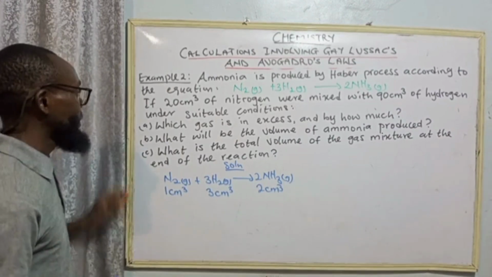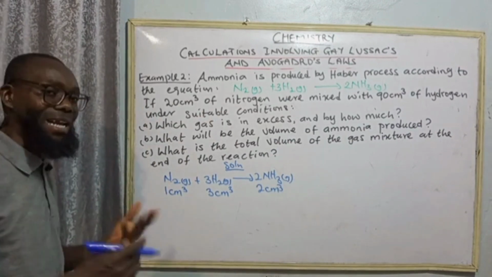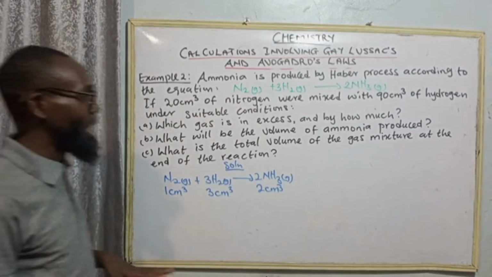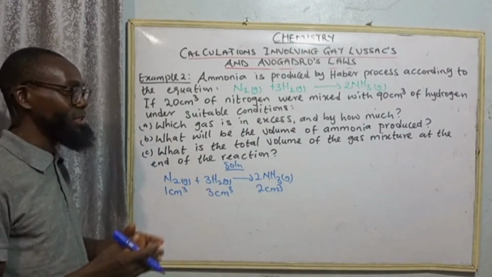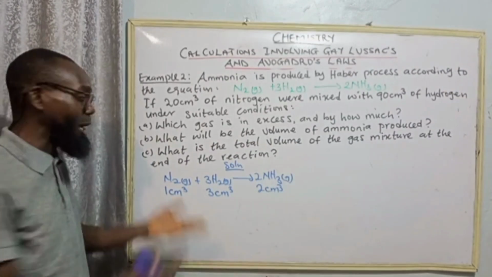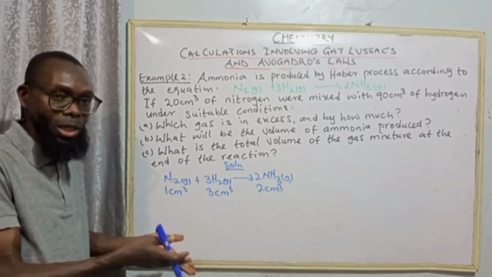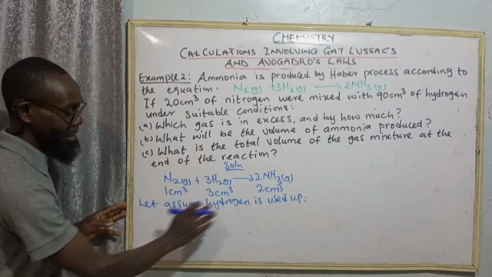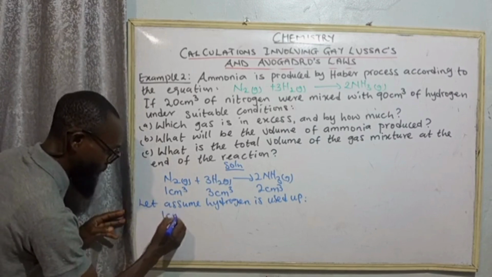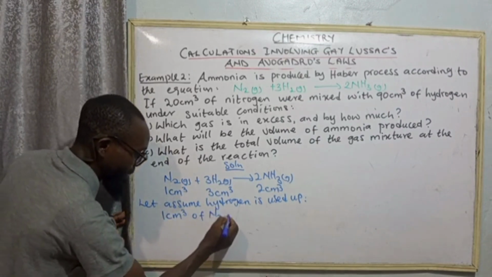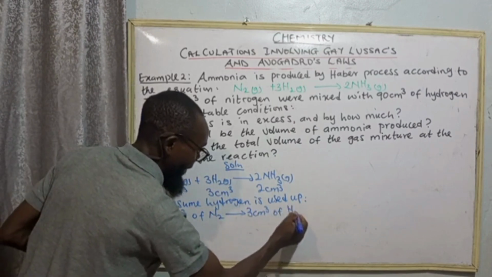gas. Fine. Now, if 20 cm cube of nitrogen were mixed with 90 cm cube of hydrogen, let's assume that hydrogen is used up. I'm just assuming. I can also assume nitrogen is used up. I want to know which one is used up. If I assume that hydrogen is used up, I make use of the hydrogen first. So 1 cm cube of nitrogen gas reacts with 3 cm cube of hydrogen gas.